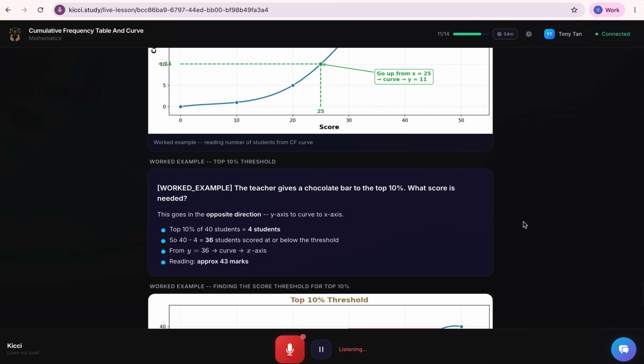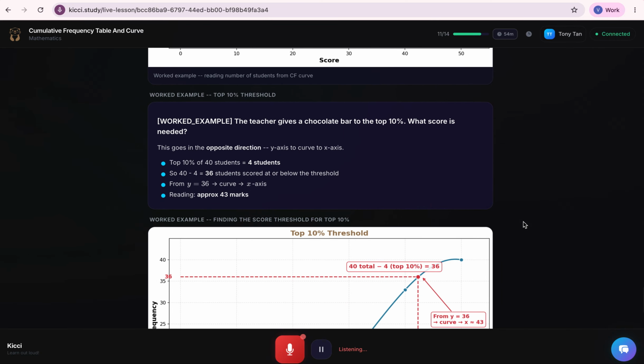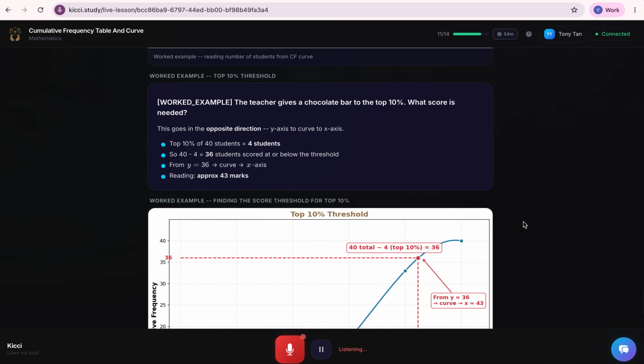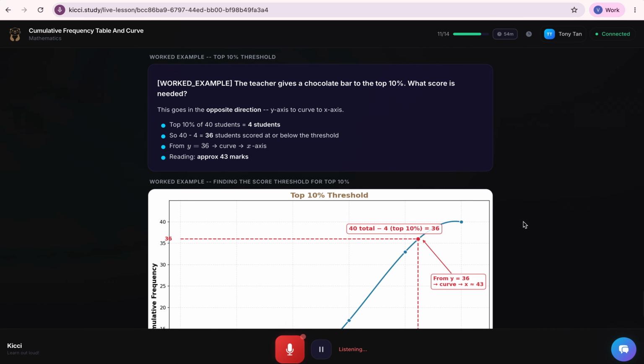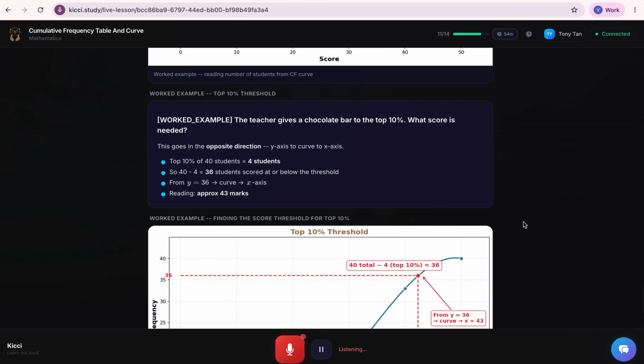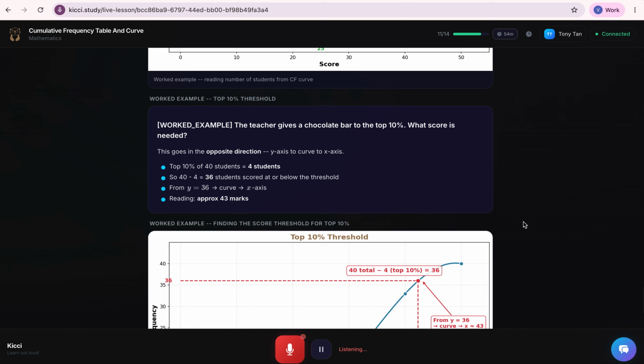All right, Tony. This worked example is a bit trickier. The teacher wants to give a prize to the top 10% of students, and we want to know what score they need. This time, we're going in the opposite direction. Start from the y-axis, go to the curve, and read off the score on the x-axis. Pause and think about it. How would you find 10% of 40 students? Yeah, 10% of 40 is 4.